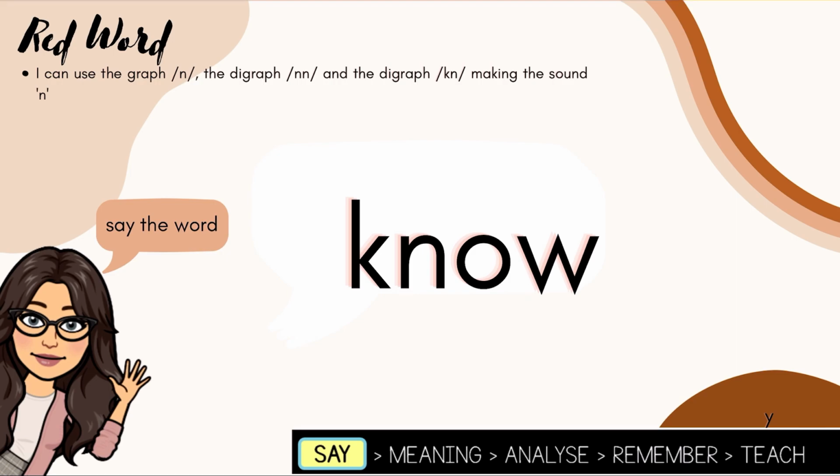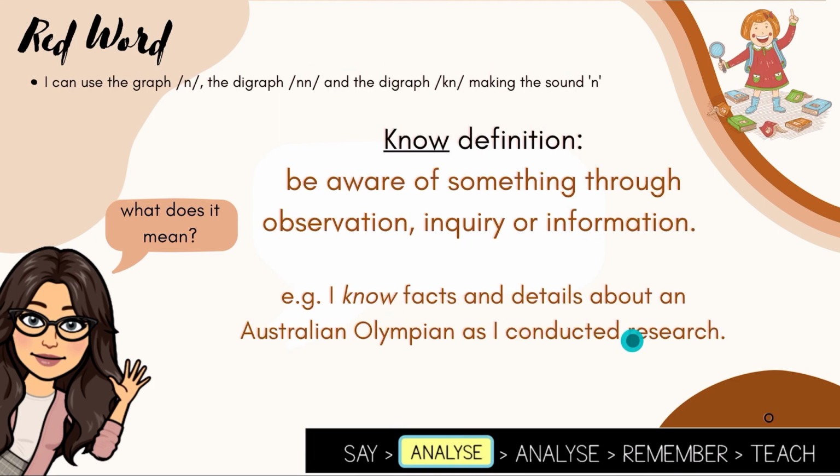So the first word we are looking at today is the word know. Can you please say the word know? Now, this word know is defined as being aware of something through observation, inquiry, or information. This word I have included in our lesson this week because it is very commonly spelt incorrectly or used incorrectly in our writing. So this word is when you know something.